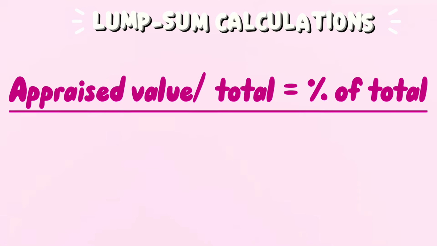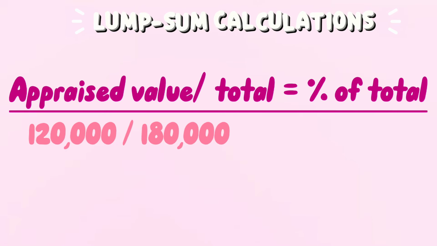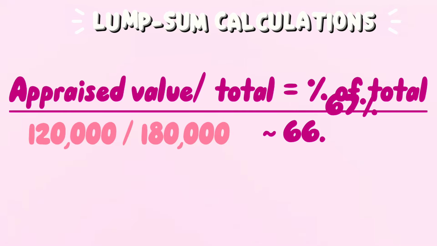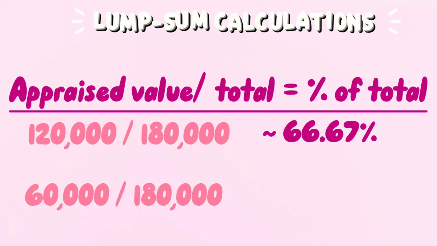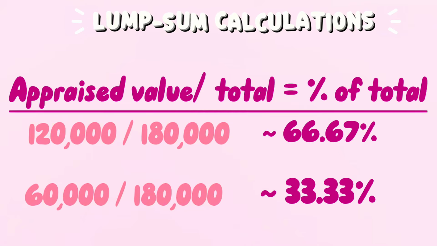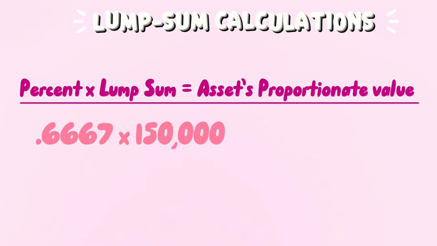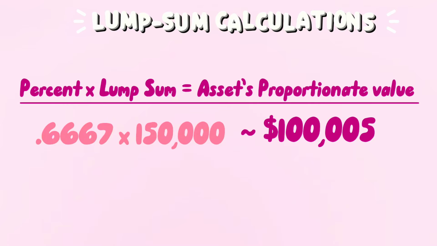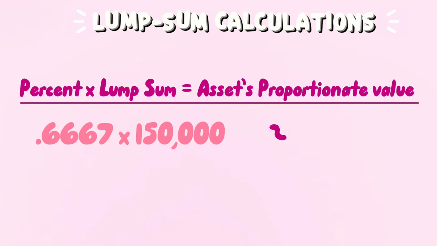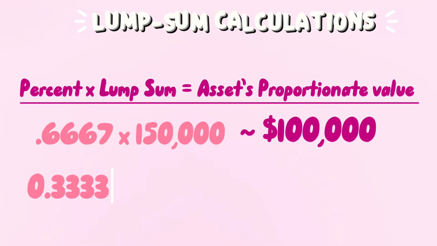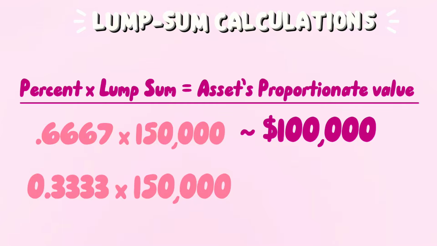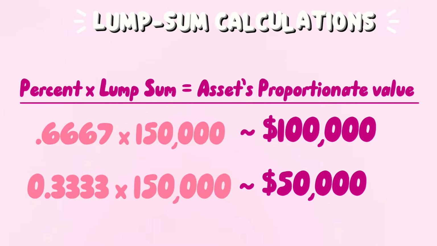Take the appraised value of the asset and multiply it by the percent of the total that it makes up. So $120,000 divided by $180,000 gets you about 66.67%, and $60,000 divided by $180,000 gets you about 33.33%. Apply these percentages now to the lump sum of the cost to get the cost for that asset. 66.67% of $150,000 values the building at about $100,005, but for the sake of clean numbers, we are going to say $100,000. And we do the same for our salon equipment and round up to a clean number just for the sake of our example to get those valued at $50,000.